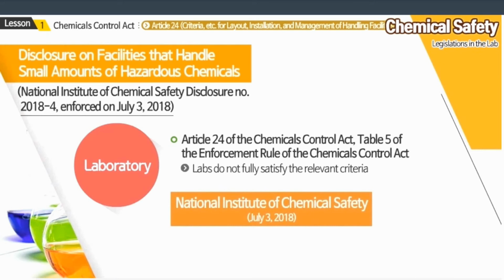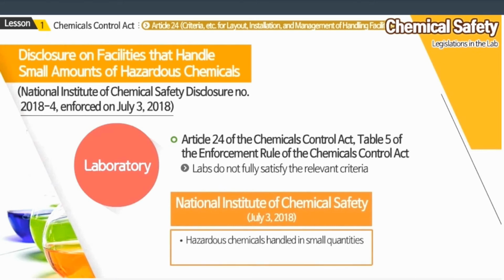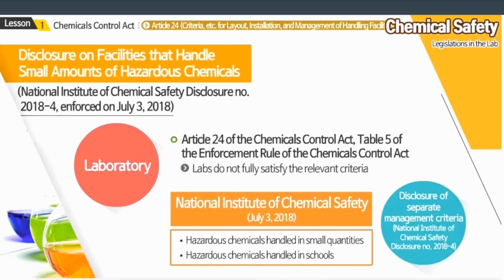As such, on July 3, 2018, the National Institute of Chemical Safety disclosed a separate management criteria for labs that handle hazardous chemicals in small quantities and schools that handle hazardous chemicals. National Institute of Chemical Safety Disclosure Number 2018-4.